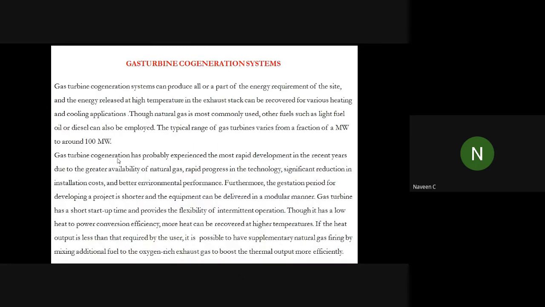So gas turbine cogeneration, the range is generally from a few megawatts to 100 megawatts of capacity. Gas turbine cogeneration can be generated in any part, even in a small part.